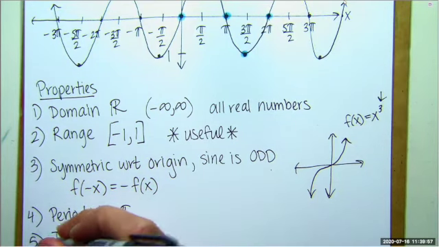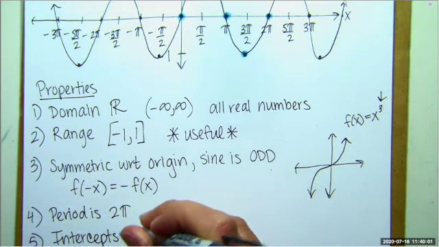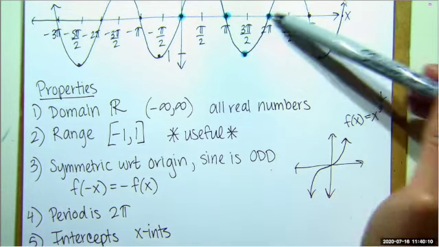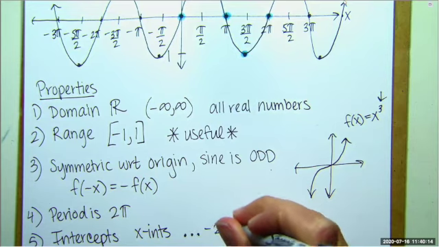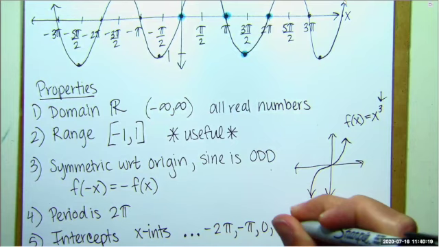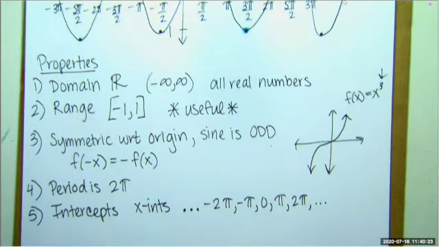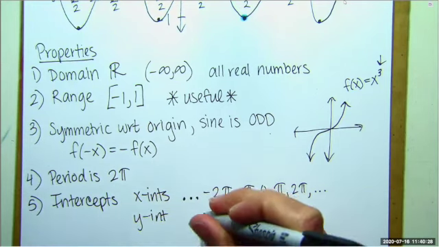Our last property here is the intercept. Your book lists this out in a strange way. I would never ask you to list out the intercepts on a quiz or a test. The x-intercepts here, we can see our 0, pi, 2 pi, 3 pi. So your book just kind of does this dot, dot, dot. But we can see our x-intercepts are every multiple of pi. And then your y-intercept is 0.